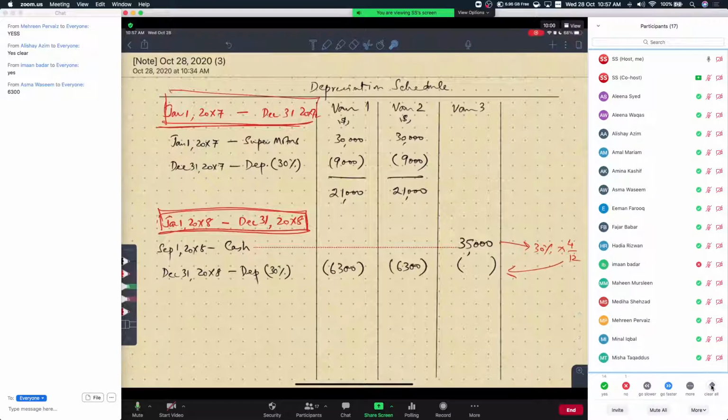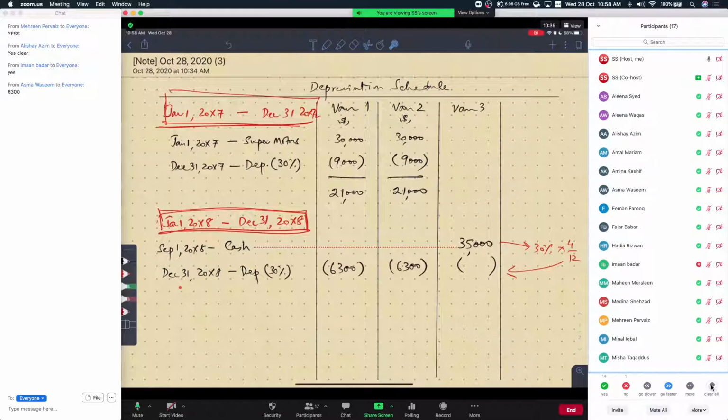Iman, we bought this van on 1st of September 20x8. We always charge depreciation at the end of every year, right? Just like last year, we charged depreciation at the end of the year, 20x7, 31st December, right? So this year, when we charge depreciation on 31st December 20x8, we will see that these two vans have been depreciated for the entire year, because these were used for the entire 12 months period of the current year. But this third van was not there from 1st of January onwards. It was only there since September 1st till today.